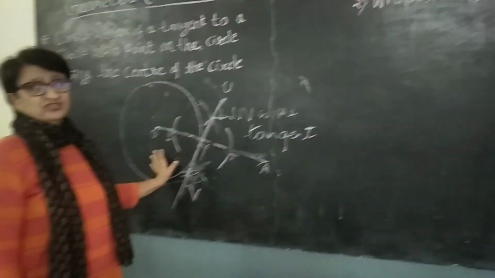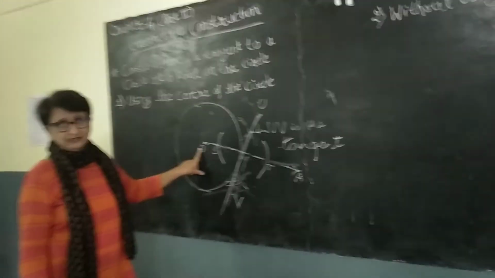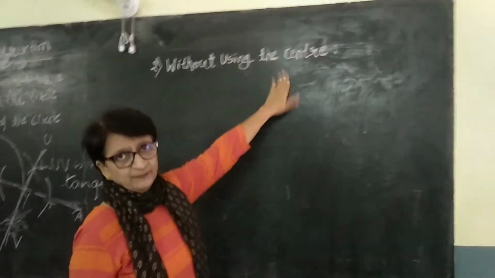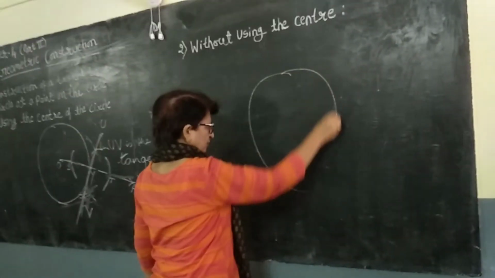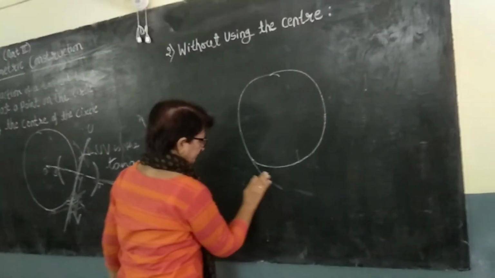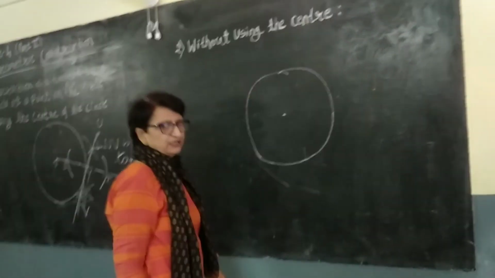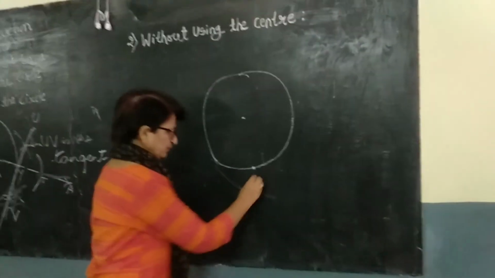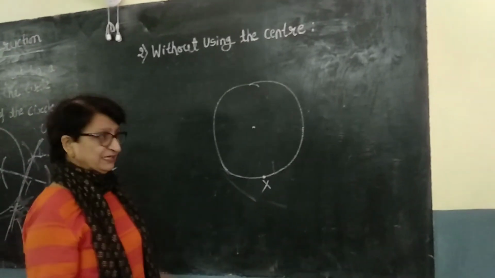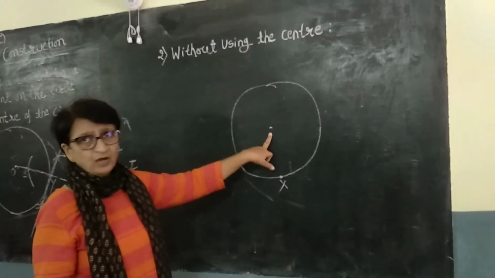Now another question is there that we have to draw a tangent but we cannot use the center. So how are we going to do that? Here is the thing, without using the center. Supposing I draw a circle, okay. Of course, we draw the circle with the help of the compass. Now this is the point. From this point I have to draw a tangent, but I cannot take the help of the center, meaning I cannot use this. Now what to do?